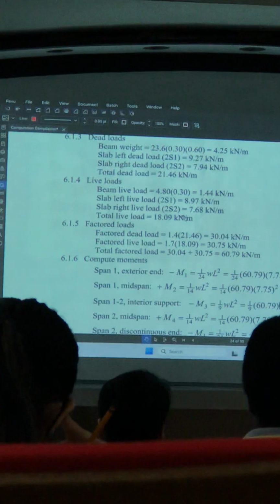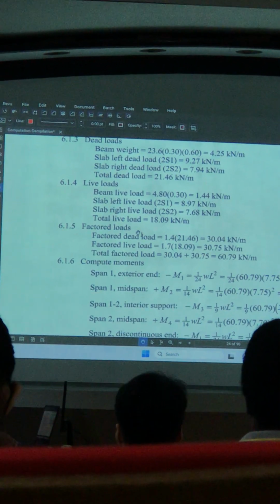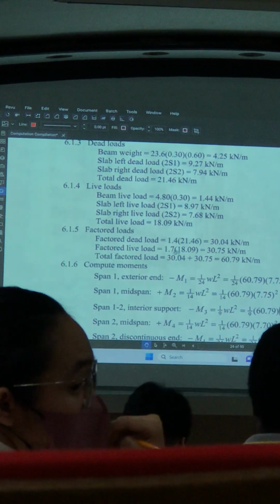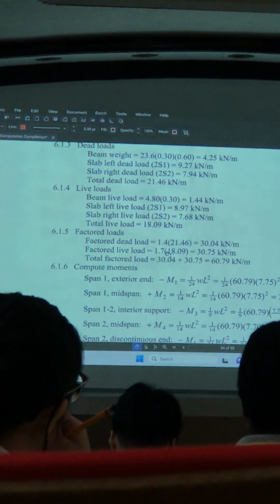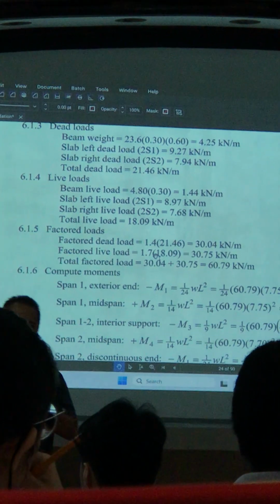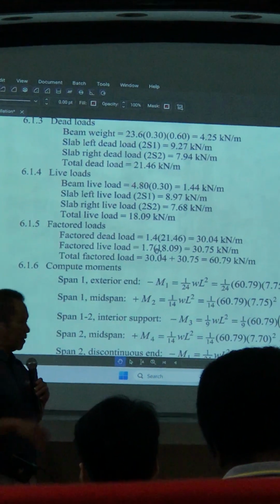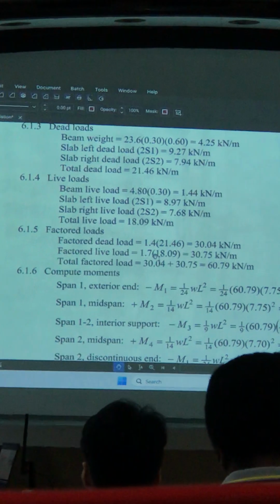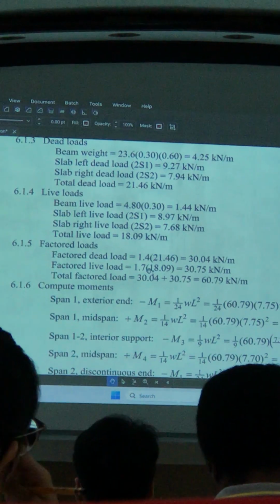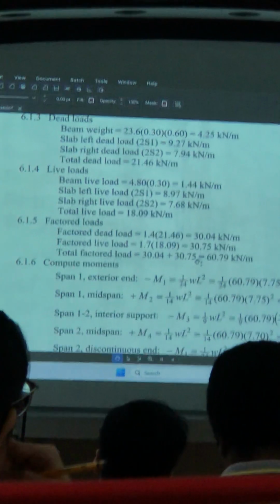And since we will use the ultimate strength design method in the design of the beams, then we compute what we call the factored loads. So we just multiply dead load and live load by their load factors. Okay? Same as in the slab, take note that the load factors we use, instead of 1.4, we use 1.2, and instead of 1.7, we will now use 1.6, because those are the updated load factors as prescribed in NSCP 2015. So, next we add the factored dead load and live load to obtain the total factored load.